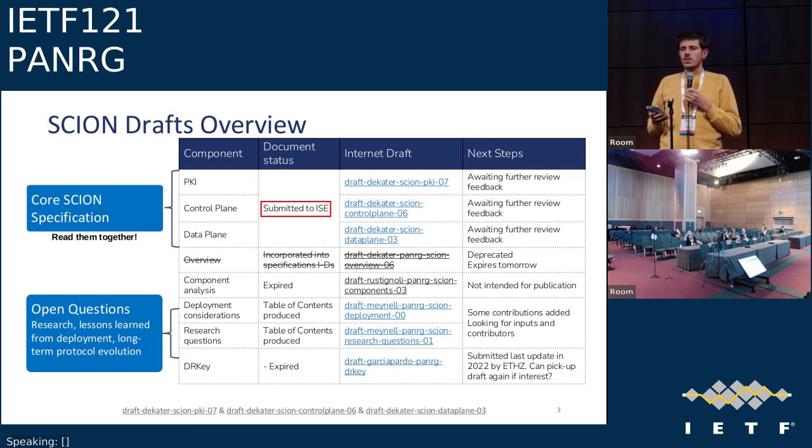While going through this process, we also got feedback, some of which we can't really address in the specification, also because this is already deployed, so we want to take a snapshot of what exists, but there's definitely things that can be improved. Because of that, we also created a research question draft and a deployment question draft, and later my colleague Kevin will talk about it.